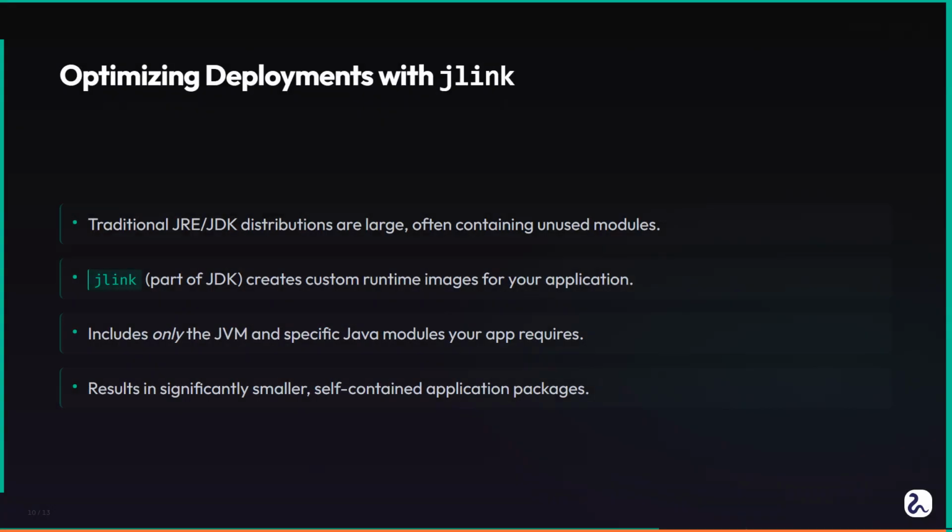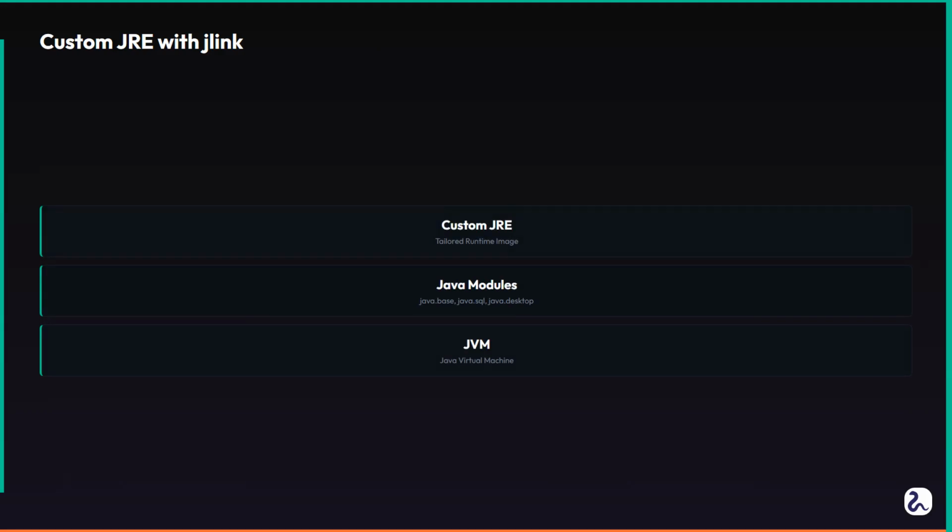Here is where it gets interesting for production deployments. Shipping a full JDK, which can be hundreds of megabytes, into a production container or server is often overkill. You only need the parts necessary to run your application. This is where the jlink utility, introduced in Java 9, becomes incredibly powerful. Jlink allows you to create a custom runtime image. You specify exactly which Java modules your application requires. For example, java.base for core functionality, java.sql if you are using databases, or java.desktop if you have a GUI. Jlink then bundles only those modules, along with a JVM, into a minimal, self-contained runtime. This effectively creates a tailored JRE, drastically reducing the deployment size.